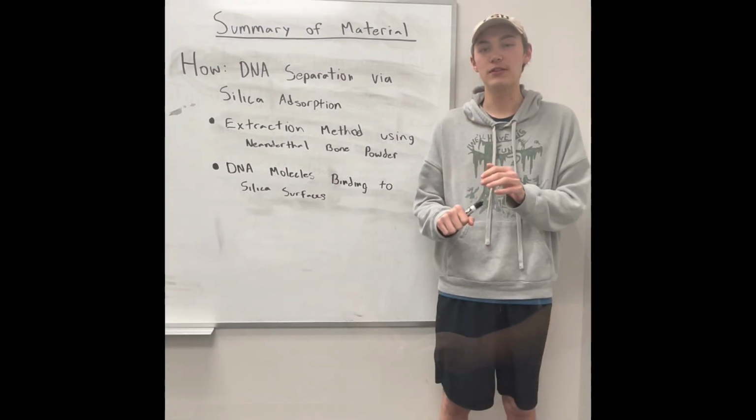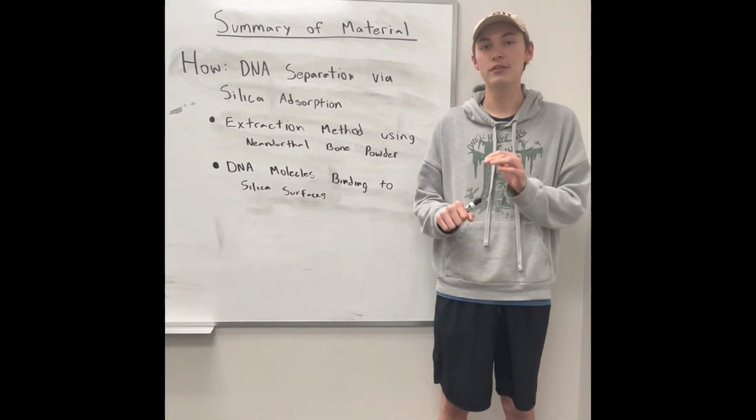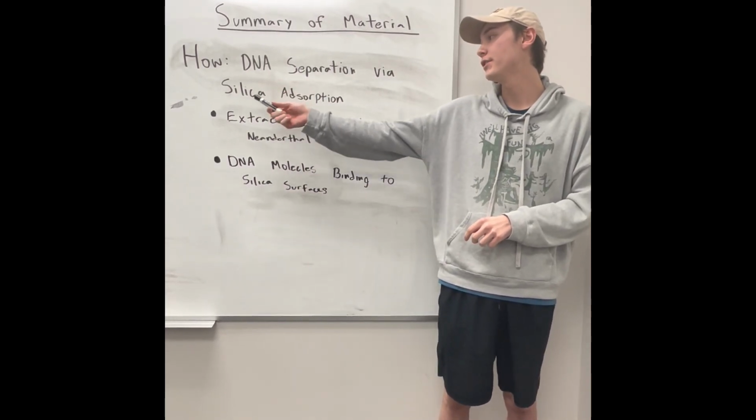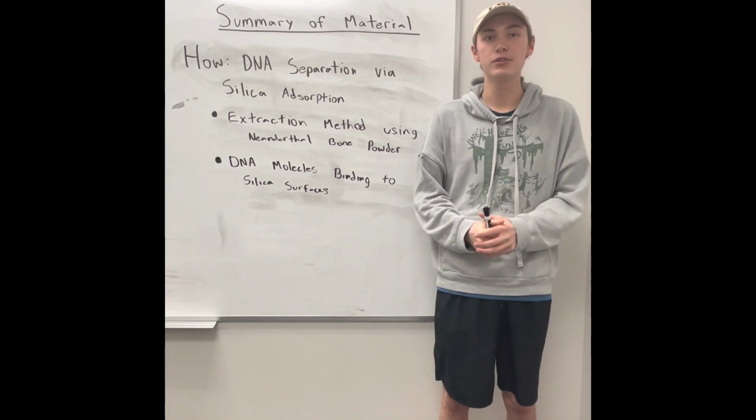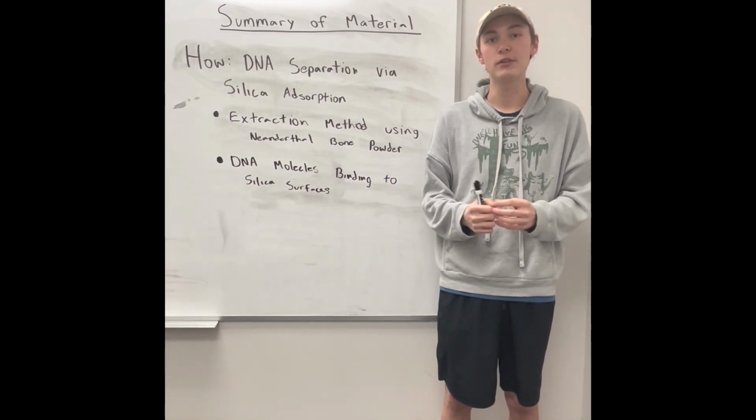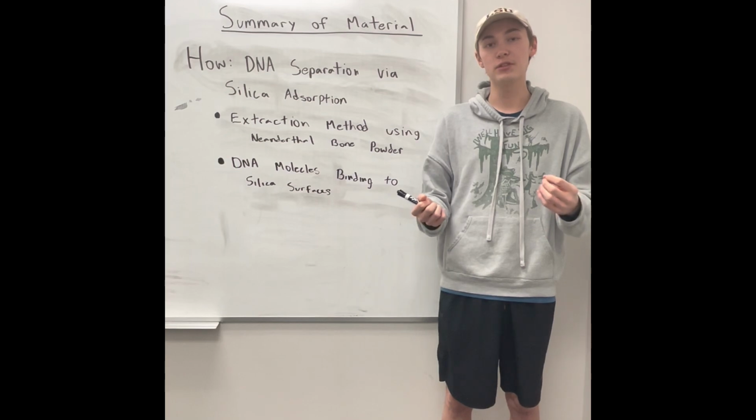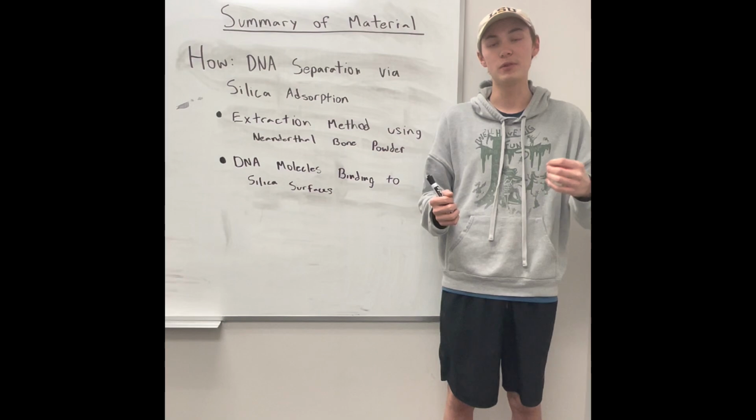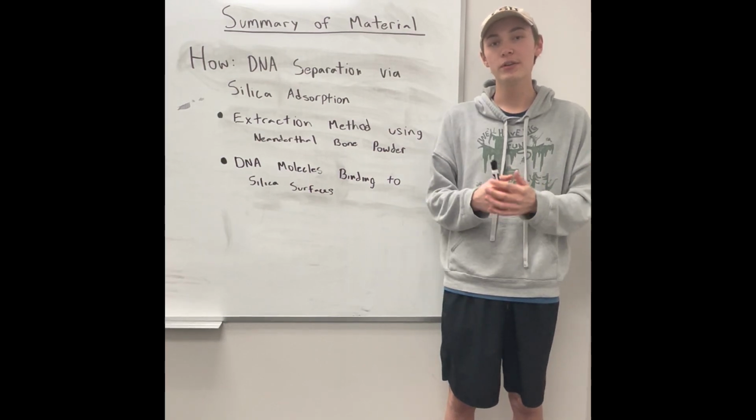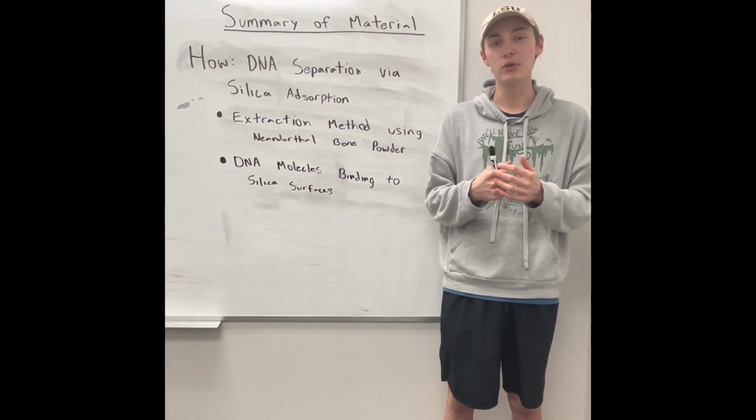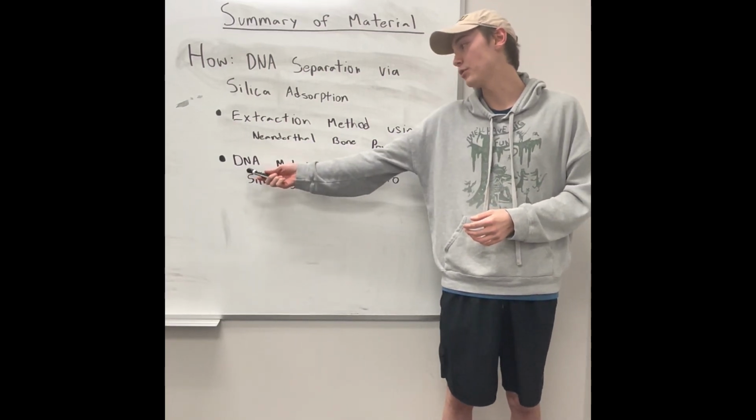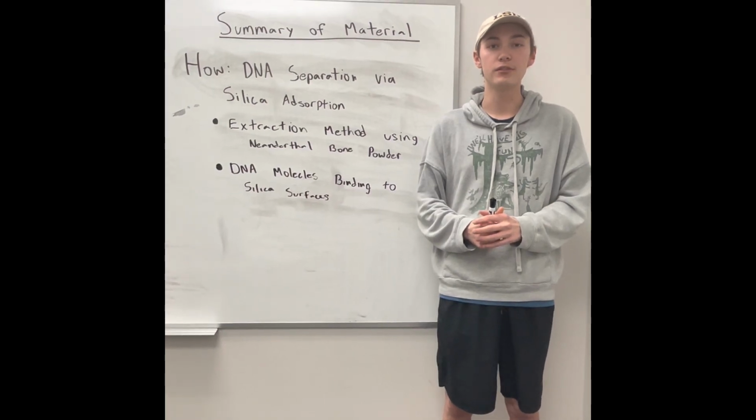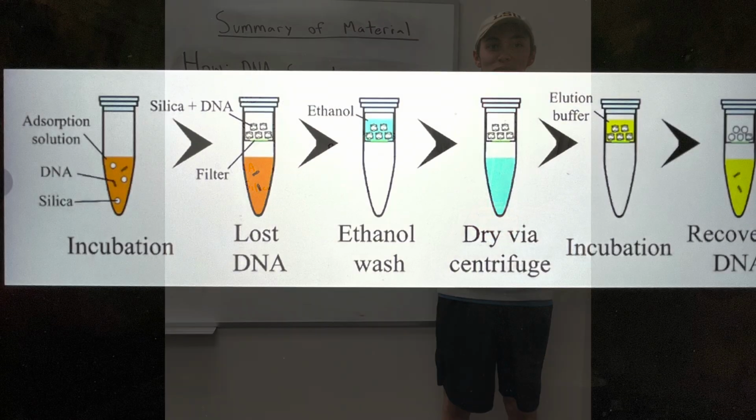So now we're going to talk about how these gene scientists are able to extract the Neanderthal DNA. This is done through silica absorption. This is an extraction method which uses the Neanderthal bone powder, which is left in a buffer solution overnight. After this period of time, the Neanderthal DNA will separate into the buffer solution from the bone and collagen. Then this DNA can be run through silica surfaces, which we are able to bind the DNA molecules to. And this is how gene scientists are able to extract the Neanderthal DNA from their bones.